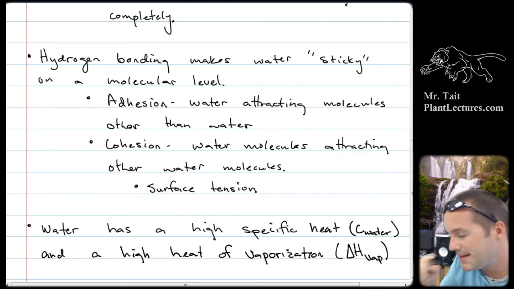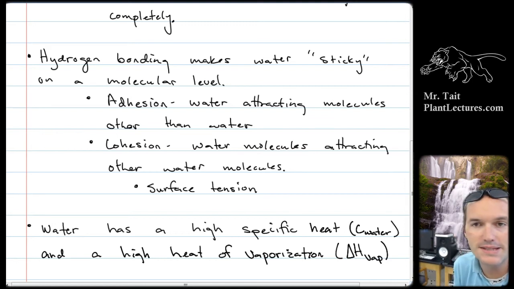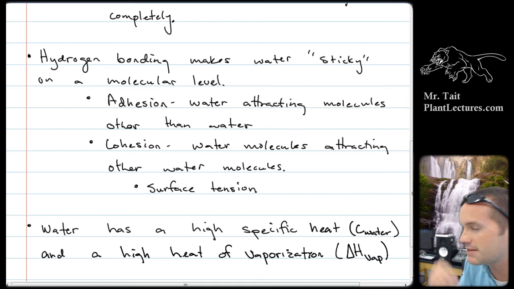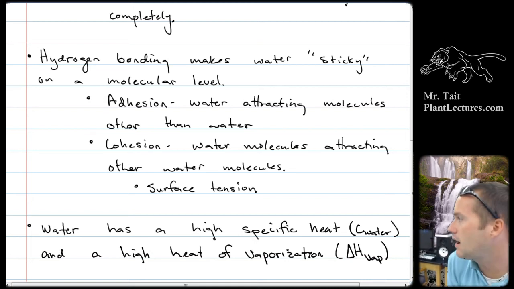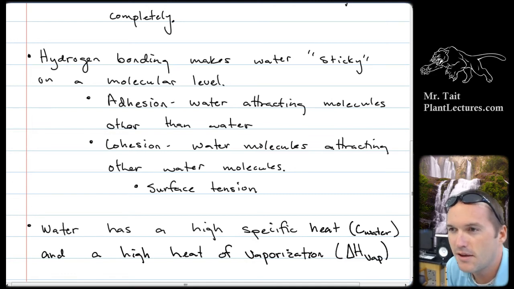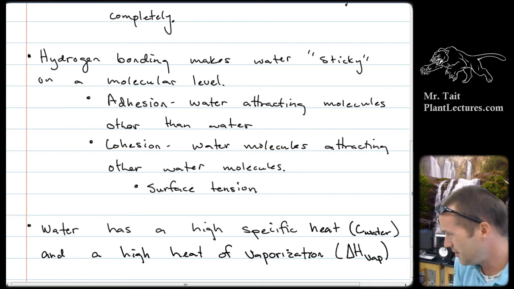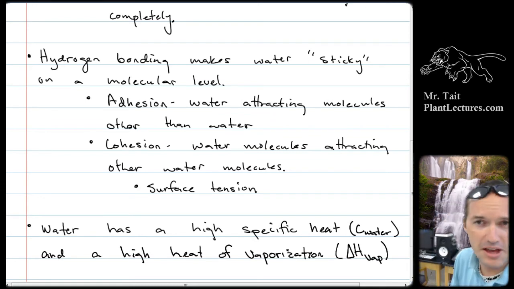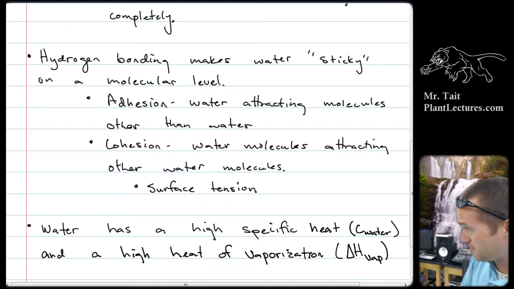Okay, so what do these things mean? Specific heat is the amount of energy required to raise the temperature of water, and it's very high. It's like 4.18 joules per gram degree Celsius. And then it also has a really high heat of vaporization. I think it's like 40.7 kilojoules per mole at 100 degrees Celsius, right? But much higher than everything else is the point that I'm trying to make here, okay?